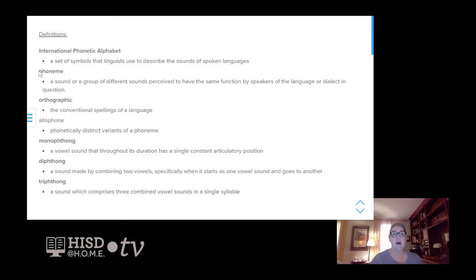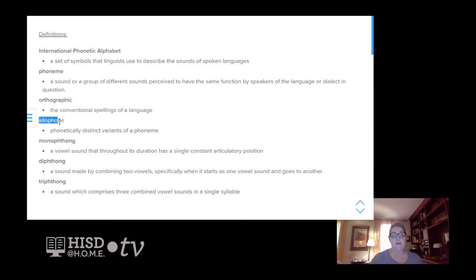Next, a phoneme. What is a phoneme? It's simply an individual sound or a group of different sounds that are perceived to be a single sound. Orthographic is the ABC spelling of a word. The word cat is spelled CAT. That's an orthographic spelling. But its phonemes would be k, a, t, and would not look like CAT.